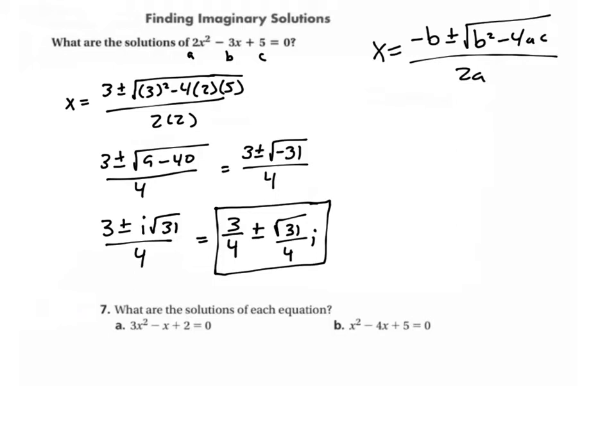We have to then recognize when we get the square root of a negative, we're going to pull out the imaginary number i, and then we continue the process. Sometimes we will have to simplify, sometimes we may not. All right, so let's look at another example.